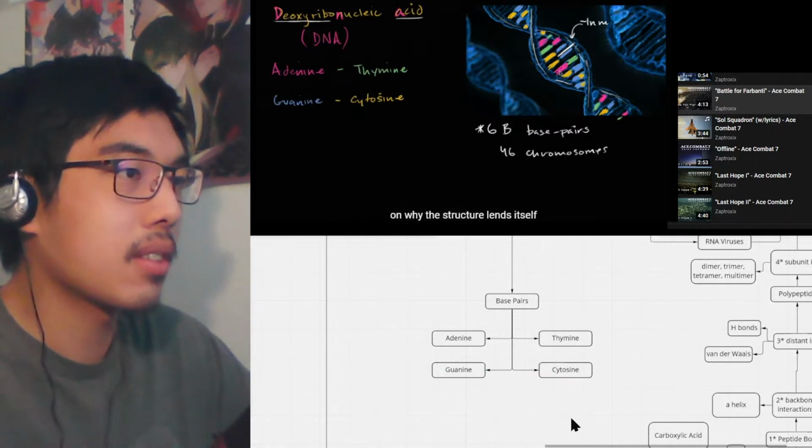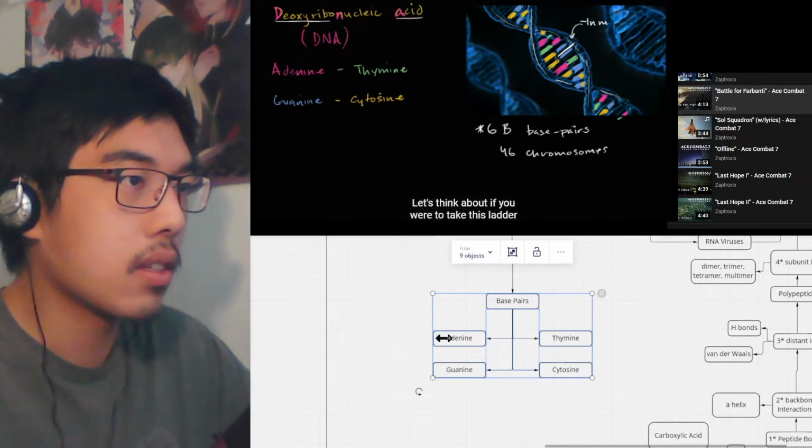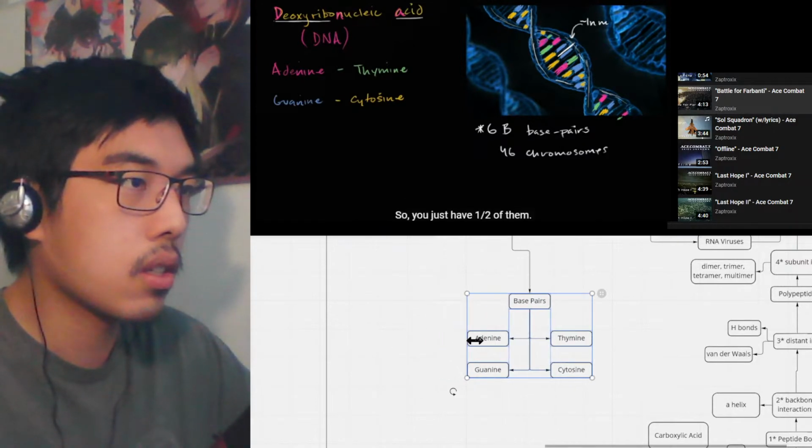But just have an appreciation of why the structure lends itself to being able to replicate the information, or even to be able to translate or express the information. Let's think about if you were to take this ladder and you were to just kind of split all the base pairs, so you just have one half of them. So you essentially have half of the ladder.